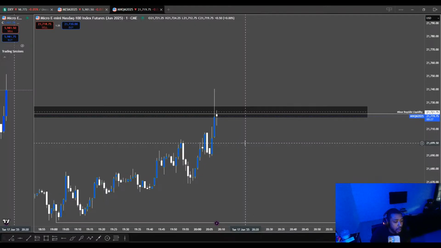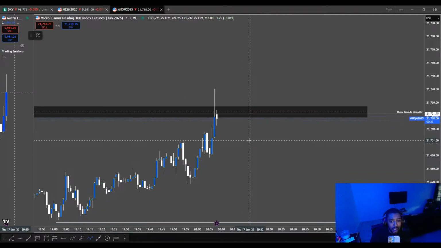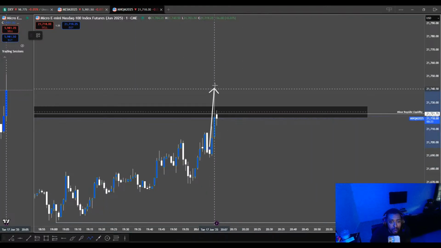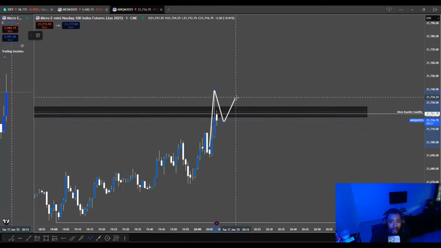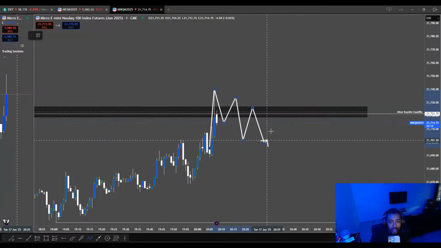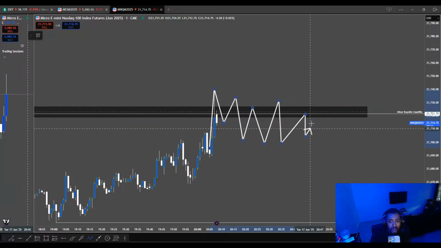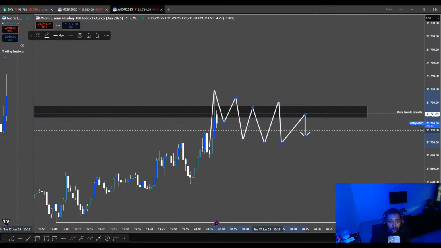So remember, I'm looking for a lack of displacement, right? So if it comes back into this range, this is a lack of displacement. I don't want to see this. If you see this, it's probably going to go lower.